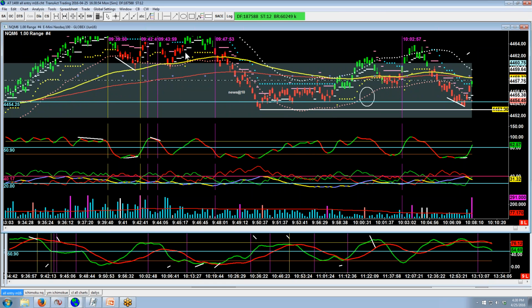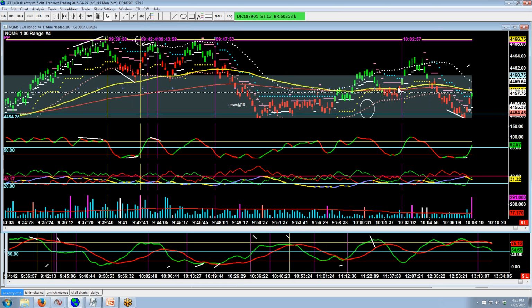So then we get down to this area here. We have news at 10. I put that on here just so when I look back I know what was going on. And it's holding support, holding support. So I'm not really too interested in trying to buy off the support area because I don't trust at 10 o'clock that it won't bust through here. So that's a pass for me.